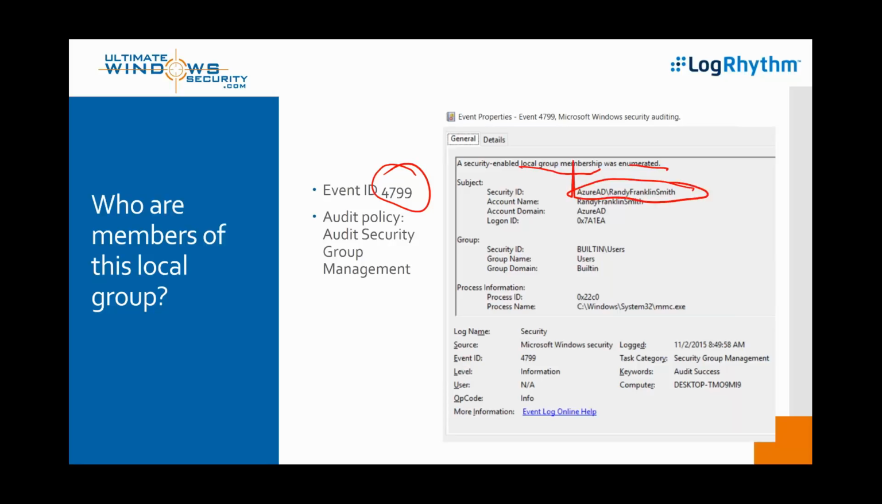Well, again, this is my Azure AD account, Randy Franklin Smith, and what I did is I opened up the built-in users group and just checked out the membership. I again did this with MMC. But wouldn't it be cool if we were watching these events and it came along with something like, I can't remember one of the popular RAT tools out there, but how about PowerShell, something like that instead of MMC? How interesting that would be.